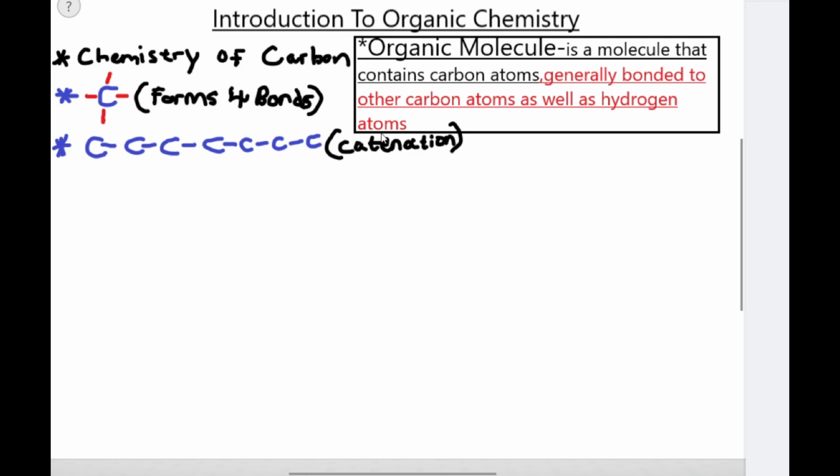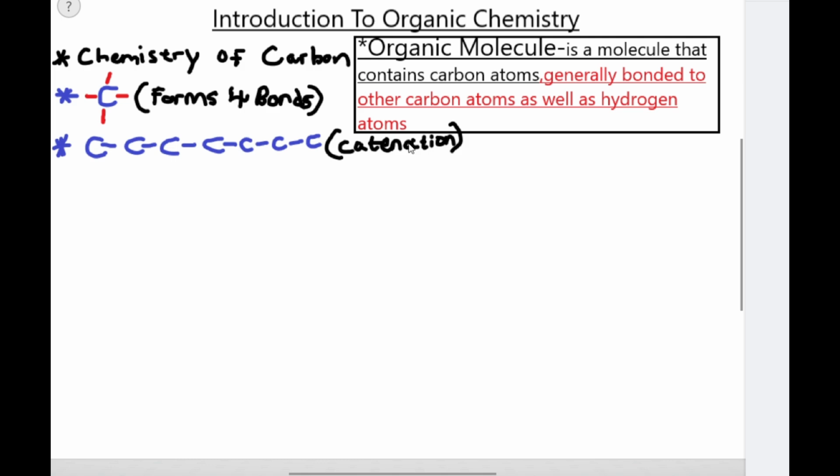If you do chemistry in university, you will discover that there is organic chemistry, inorganic chemistry, and then physical chemistry. Organic chemistry is by far the biggest section of chemistry. That's very important to note down.